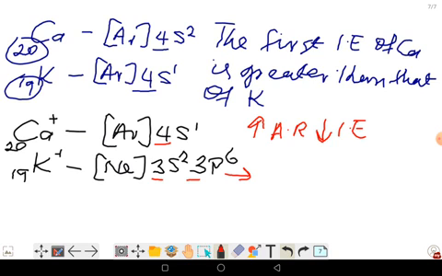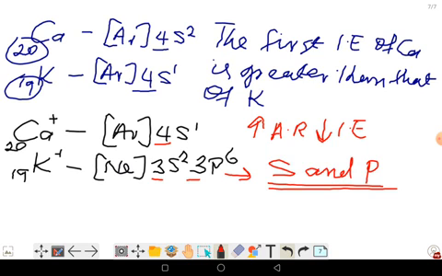Again, both of them have equally stable orbitals, so stability is not a factor that will affect this. Then let us look at another factor. Please note this: it is more difficult to remove electrons from a completely filled shell. The completely filled shell is completely filled s and p orbitals. When the s and p orbitals are completely filled, it is more difficult to remove electrons from there because that configuration is a stable state configuration.